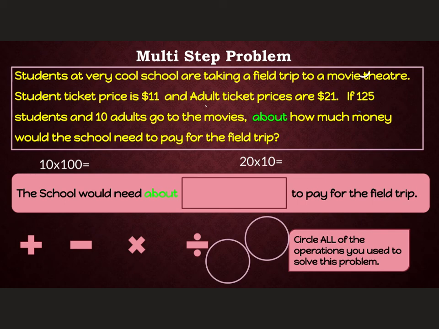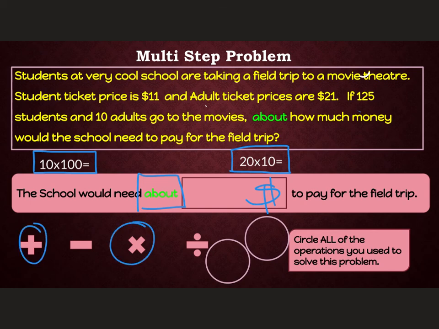So you can see here I've rounded the number of adults multiplied by the cost of the adult ticket, and over here I have rounded the number of students multiplied by the cost of the student tickets. So once you get these two totals, then you can add them together and find out about how much they will need in dollars for the field trip. And the operations I use for this would be multiplication and addition. All right, next slide.